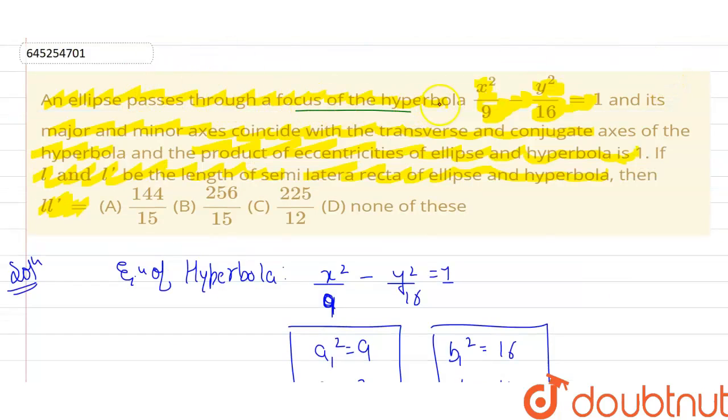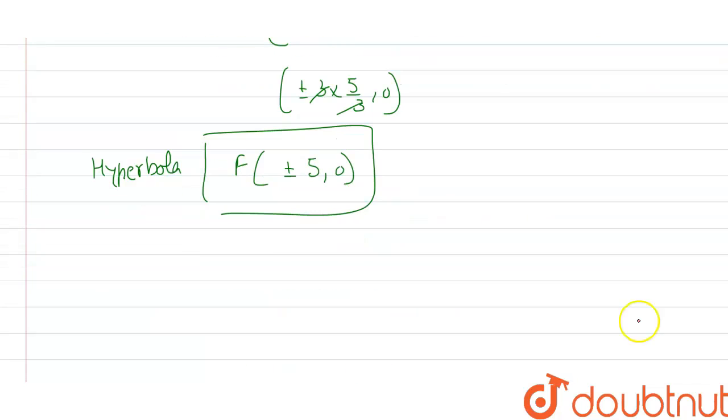Ellipse passes through a focus of the hyperbola. It means the curve of the ellipse is x square by a square plus y square by b square equals 1. This point should satisfy this equation because the ellipse is passing through this point. So I can say this will become plus minus 5 comma 0.